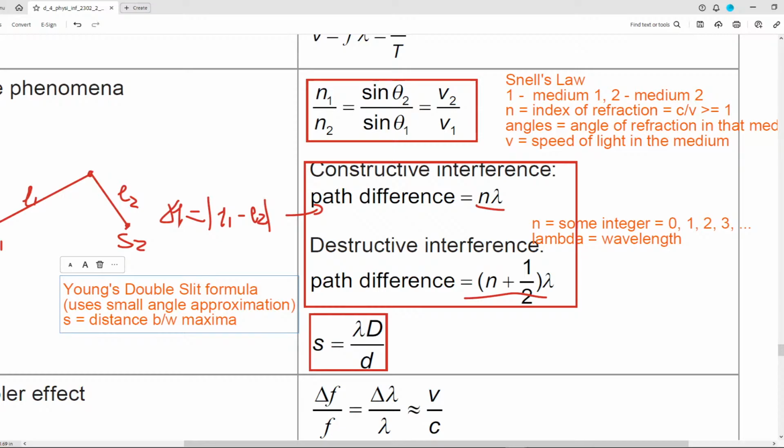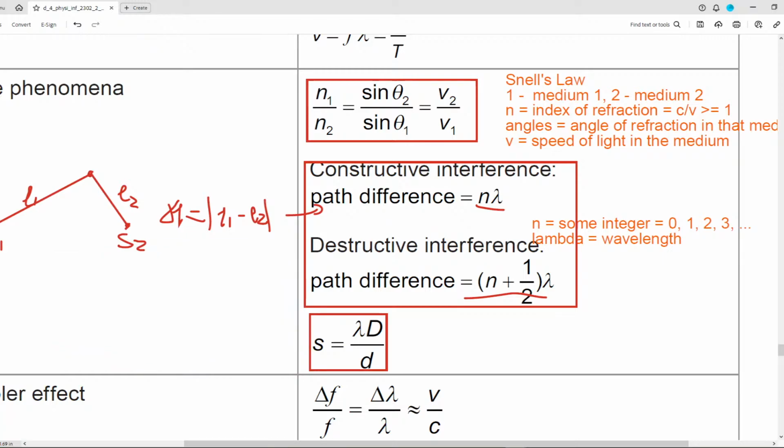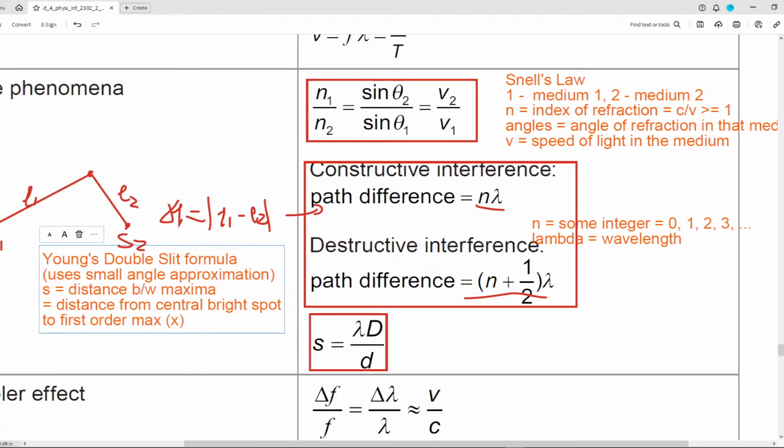So in particular, this is also equal to the distance from the central bright spot to the first order max. So this is actually the x in the Alberta curriculum, n equal to 1. The Alberta curriculum has the same formula, but the symbol they use is x.